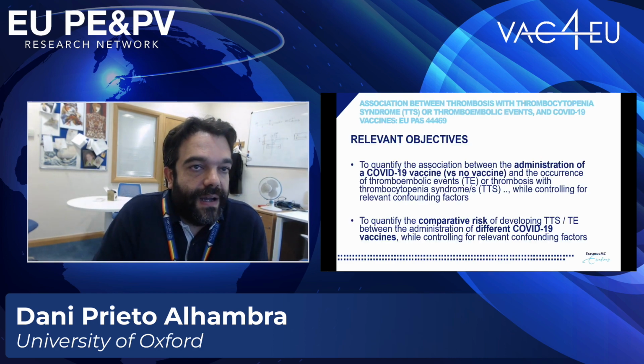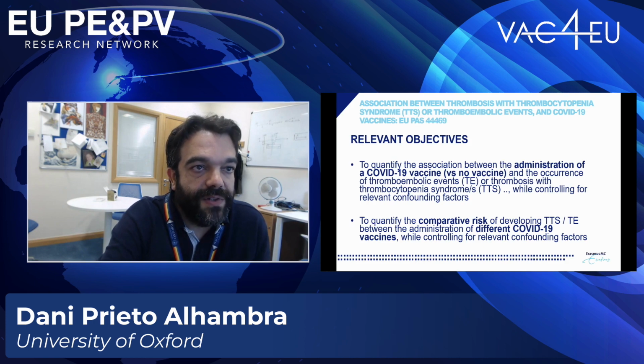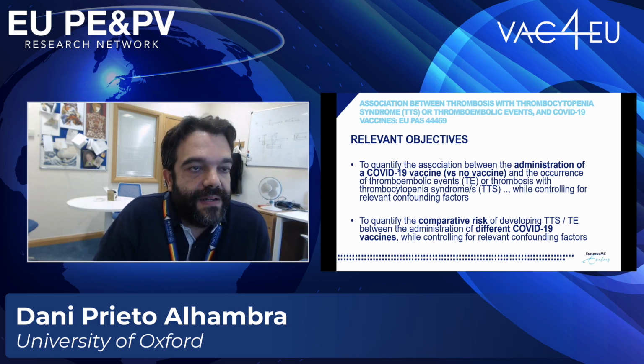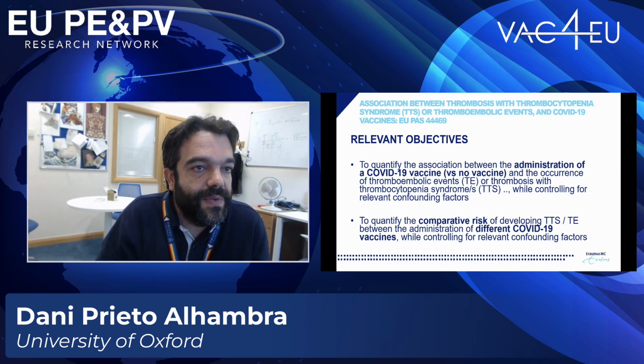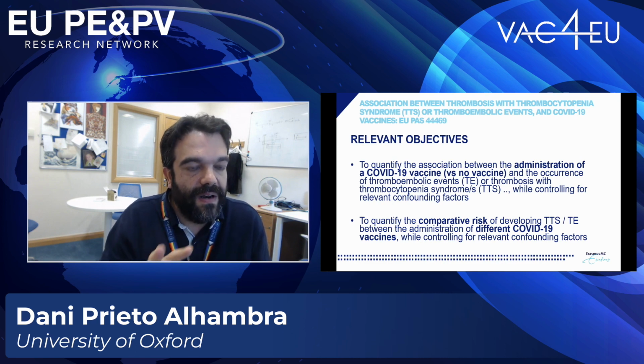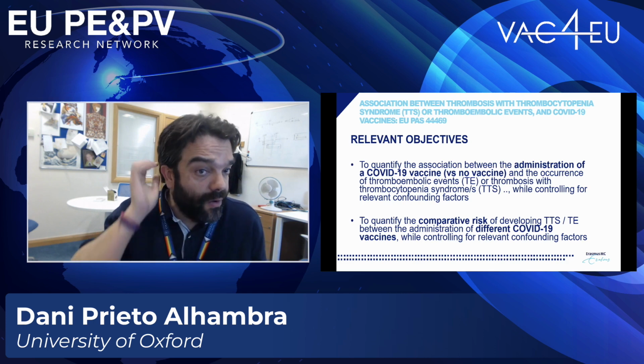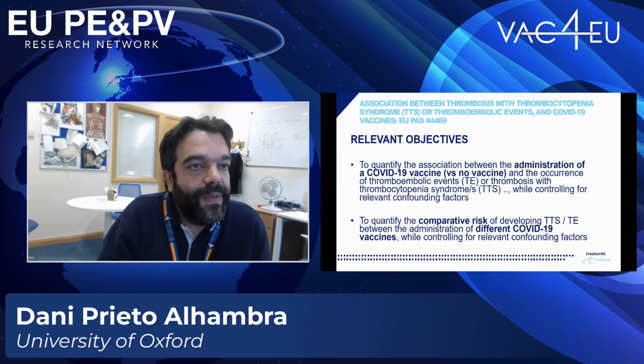Okay, so this is a study that we did on the association between COVID vaccine and TTS syndrome, and it's registered in EU PAS. There were 2 objectives relevant for this talk, though there were more in the study. The first one was to look at the association between vaccine versus no vaccine and the occurrence of thromboembolic events or TTS while controlling for relevant confounding factors. And the second one is looking at the comparative risk of developing TTS-TE during the administration of different COVID vaccines. And of course, I will use the comparison of an mRNA vaccine versus an adenovirus-based vaccine for illustrative purposes, again, while controlling for relevant confounding factors. Next slide, please.